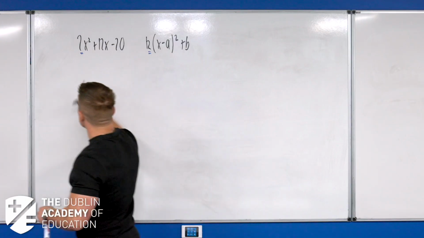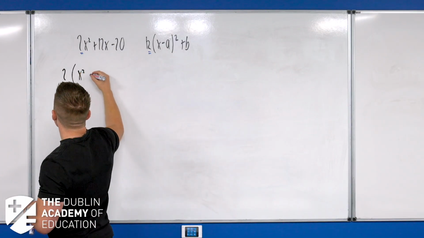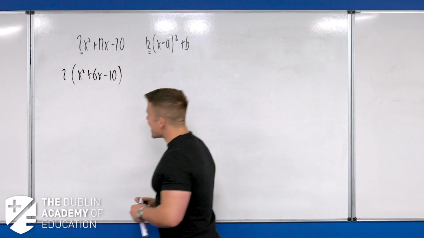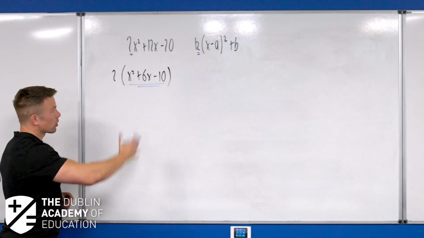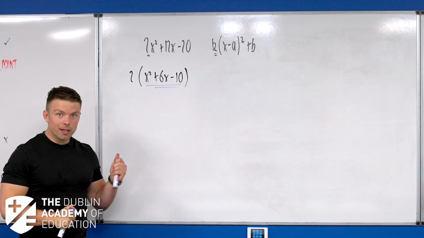So look, I'll show you how to deal with this here. If I pull a 2 outside a bracket, I have x squared plus 6x minus 10. And now I'm just going to go on with just this. I'm just going to complete the square of that. And there's a small difference at the end. I'll show you that in a second.